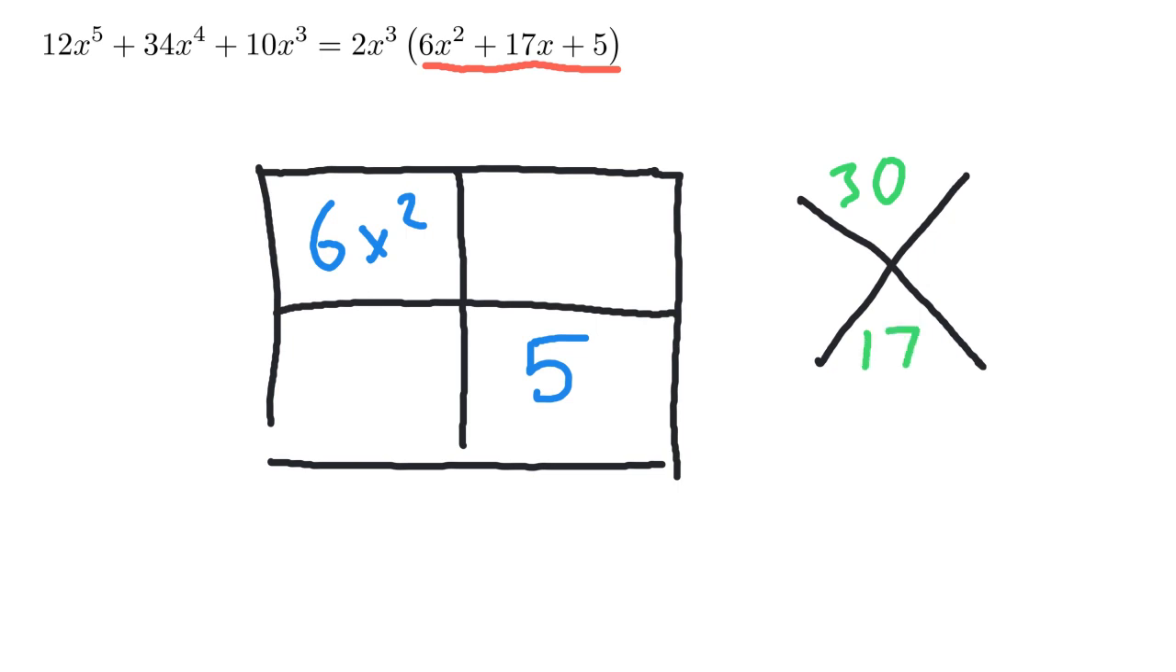Okay, so that's how we set up this diamond problem. It's first coefficient times last, 6 times 5 is 30, that goes on the top. And then the middle, 17, goes on the bottom. It's always going to be like that.